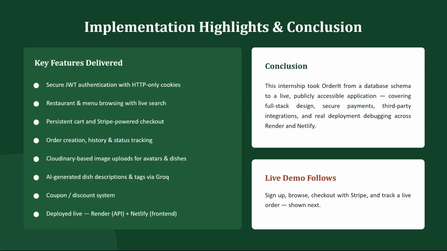To summarize what was actually built: secure JWT authentication with HTTP-only cookies, restaurant and menu browsing with live search, a persistent cart with Stripe-powered checkout, full order creation and tracking, Cloudinary-based image uploads, AI-generated dish descriptions using Groq, a coupon and discount system, and the entire thing deployed live. The backend on Render and the front end on Netlify.